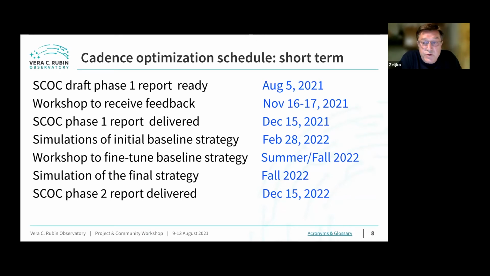That will happen sometime late in 22. And then after we agree on what we want to do, we will simulate the entire survey of that final strategy by the end of 22, fall 22. And based on this, we will deliver the final recommendation to the operations director, which we call the phase 2 report. So we will say, this is how we want to start the survey, and here is a simulation of that survey and its properties. There will be a report delivered by the end of the next calendar year.